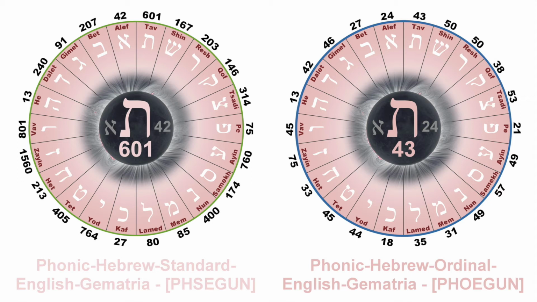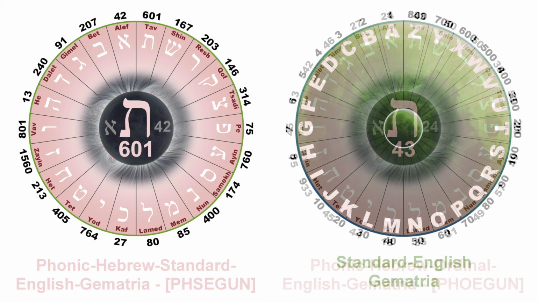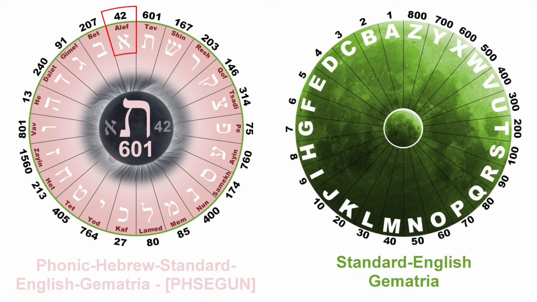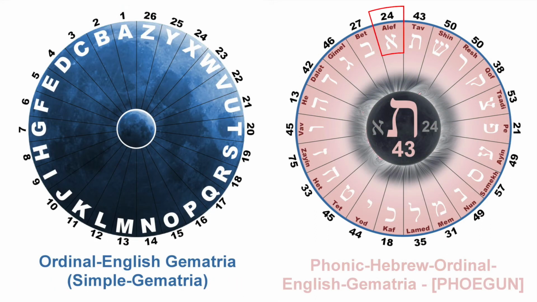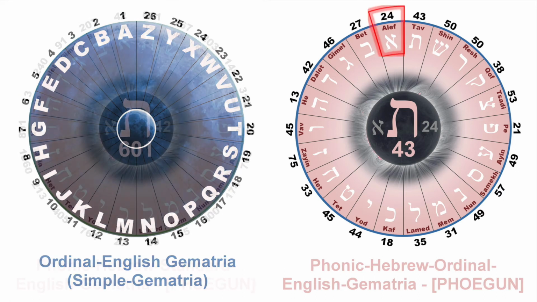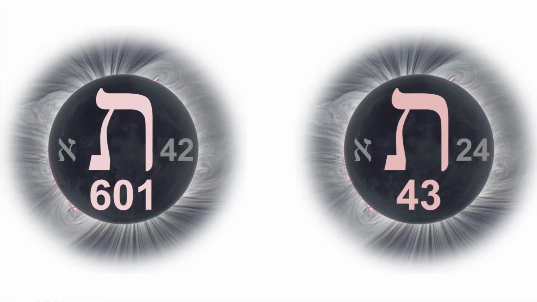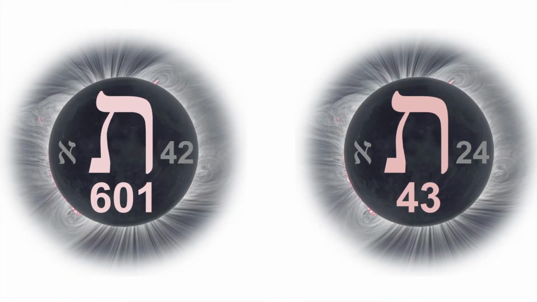Phonic Gematria is therefore the best nomenclature. Using standard phonic Gematria, Aleph has a value of 42, since A equals 1, L equals 30, E equals 5, and F equals 6, which, if added together, equals 42, whereas in ordinal phonic Gematria, Aleph has a value of 24, since A equals 1, L equals 12, E equals 5, and F equals 6, which, if added together, equals 24. This is what the symbols look like.